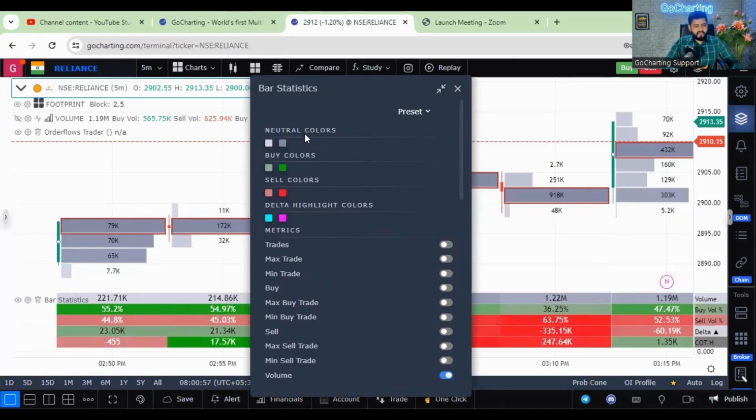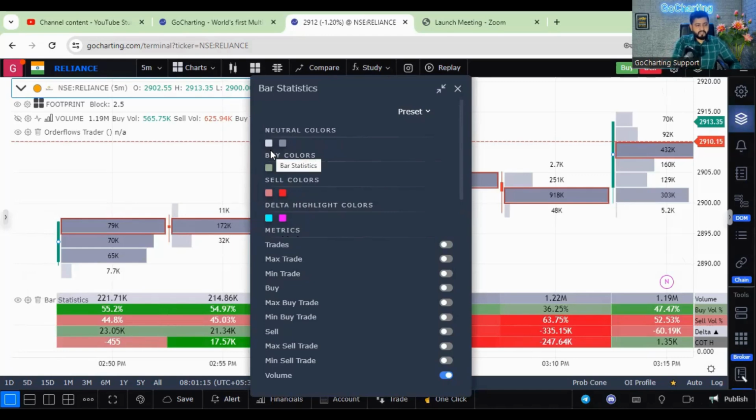First of all, we have some colors over here. First is neutral colors, second is buy colors, third is sell colors, and fourth is delta highlight colors. So we are not talking about this color right now. We will talk about this in some time. Now let's talk about these three colors.